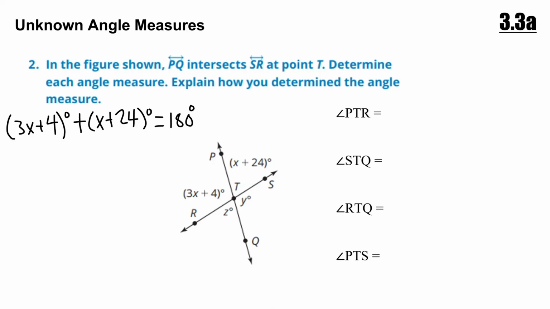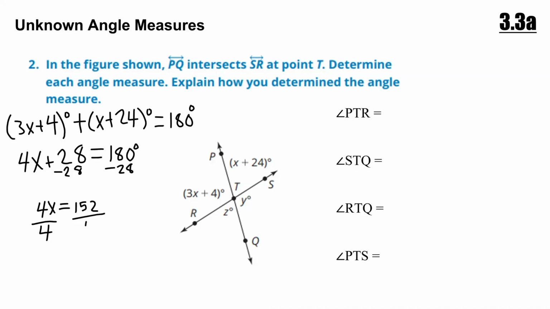To solve the equation, start with combining like terms. So add 3x with x, and add 4 with 24 to make the equation 4x plus 28 equals 180 degrees. Then subtract 28 from both sides to get 4x equals 152, and finish by dividing both sides by 4 to get x equals 38.